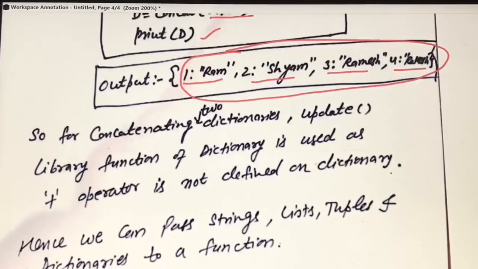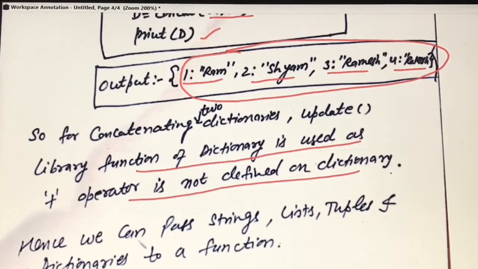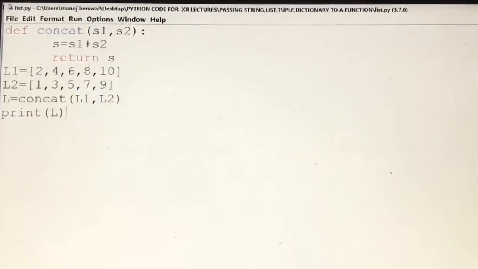The explanation is written here. For concatenating two dictionaries, the update library function of dictionary is used, as the plus operator is not defined on dictionary. Here we can pass strings, lists, tuples and dictionaries to a function. So let us see this example of dictionary with the help of a Python program.